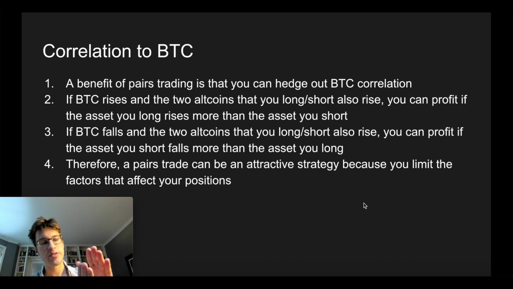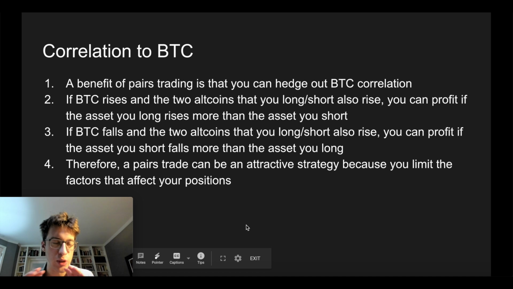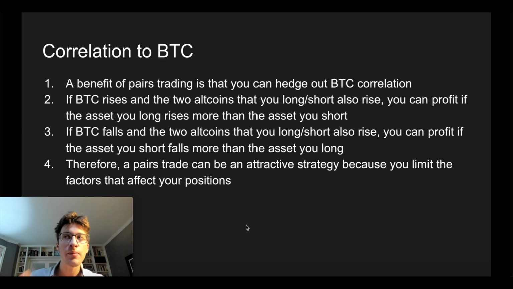Because if you have two assets, and let's say you long one and you short the other, and both rise, as long as the one that you long rises more than the one you shorted, you make money. But let's say everything dumps, just everything falls apart in crypto. If the asset that you shorted dumps more than the asset that you went long on, you make money, right? And that's what I describe here if you want to pause the video and go read that. Therefore, a pairs trading strategy where you take two different perpetuals or two different futures contracts can be attractive because you're limiting the amount of factors that affect your positions, such as BTC correlation and cryptocurrency market risk.